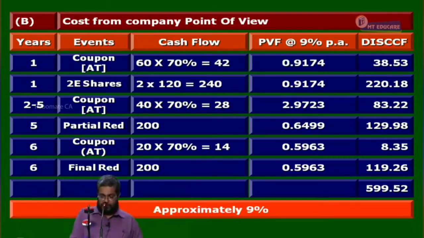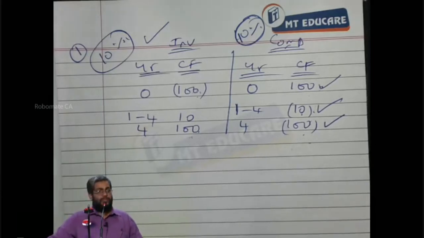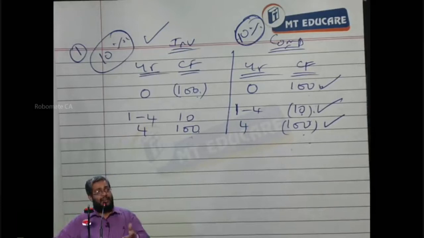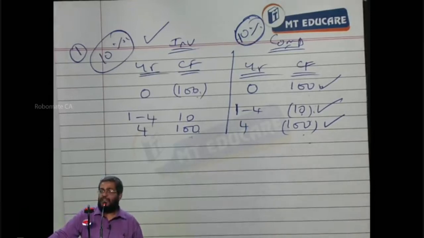Point number one. IRR of the bond cash flow is the YTM for the investor. This you already know, na? Is the YTM for the investor and what? Cost of capital for the company. IRR of the bond cash flow is YTM for the investor and cost of capital for the company.